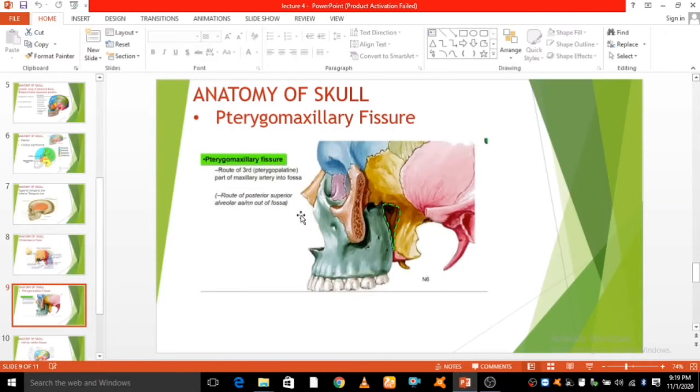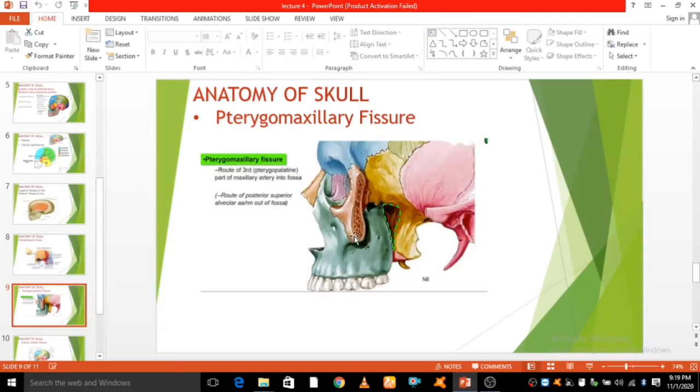Pterygomaxillary fissure. Look at this area. This green line shows the pterygomaxillary fissure of the human skull. It is vertical and descends at a right angle from the medial end of the inferior orbital fissure. It is a triangular interval formed by the divergence of the maxilla from the pterygoid process of the sphenoid.